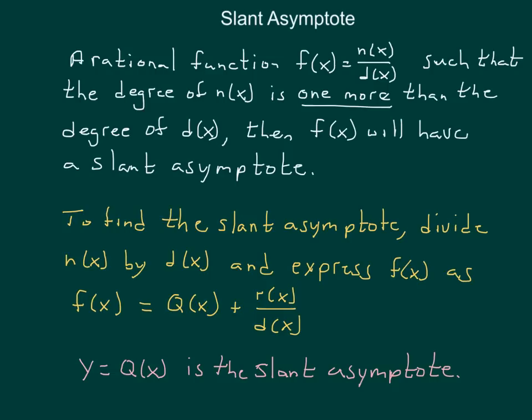To find that slant asymptote, we're going to do long division. We're going to divide n of x by d of x, and I want you to think of how we would express f of x as f of x equals q of x plus r of x over d of x. When we did the long division, f of x, whatever we were trying to divide, was equal to the quotient polynomial plus the remainder polynomial over the divisor polynomial. If you totally ignore that remainder, this portion, q of x, is going to be the slant asymptote. y equals q of x will be the slant asymptote.